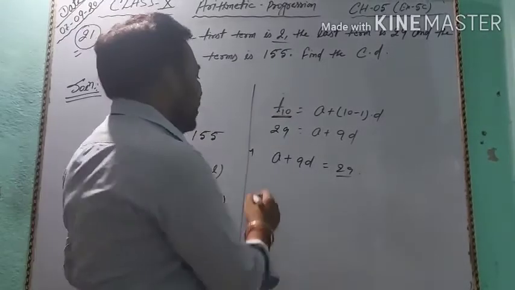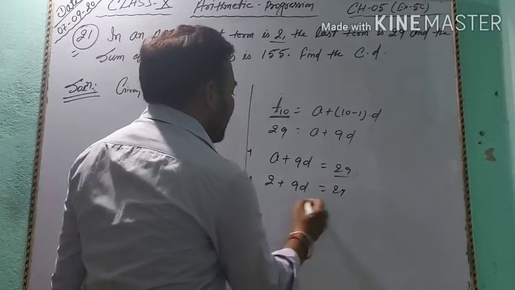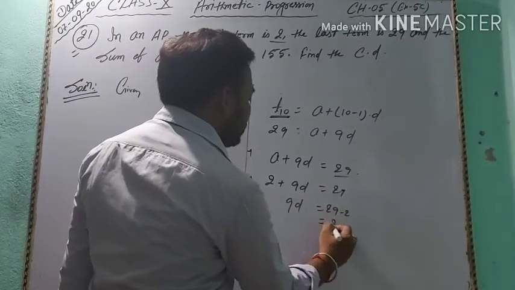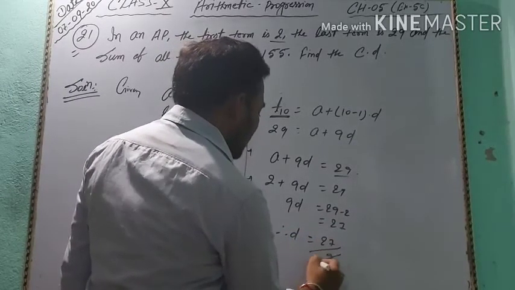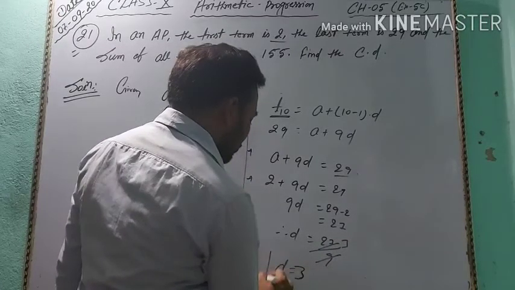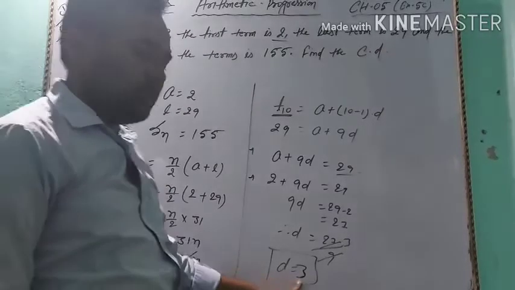So A equal to 2, plus 9D equal to 29. 9D equal to 29 minus 2, that is 27. D equal to 27 by 9, 9 threes are 27. So D equal to 3. So the common difference of this AP equal to 3.